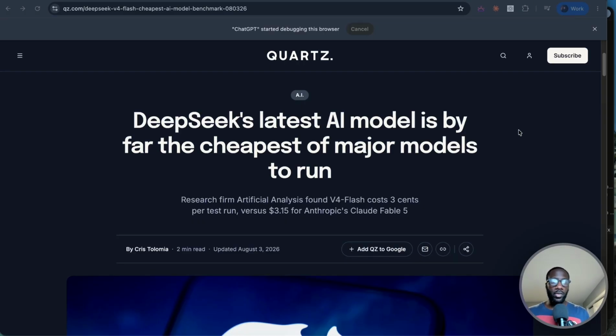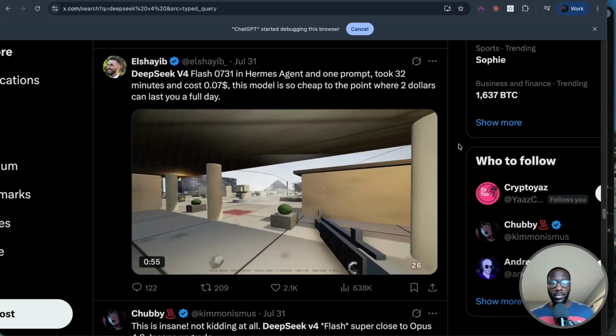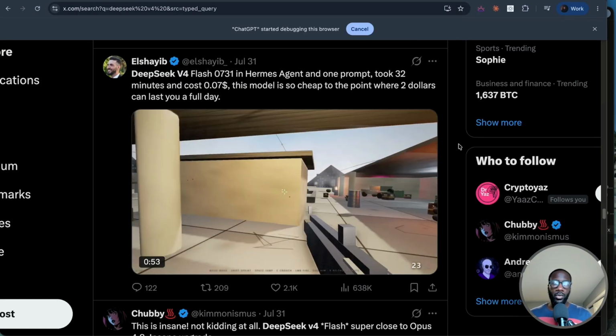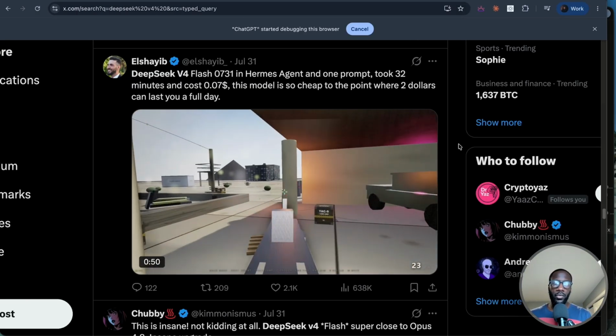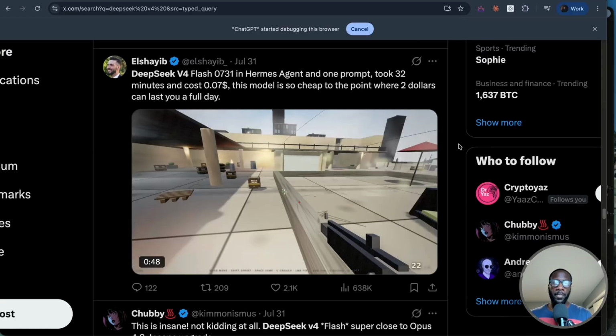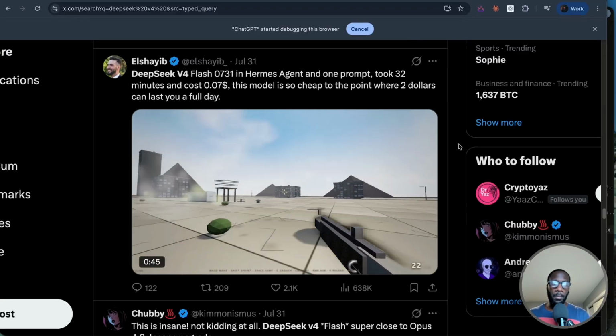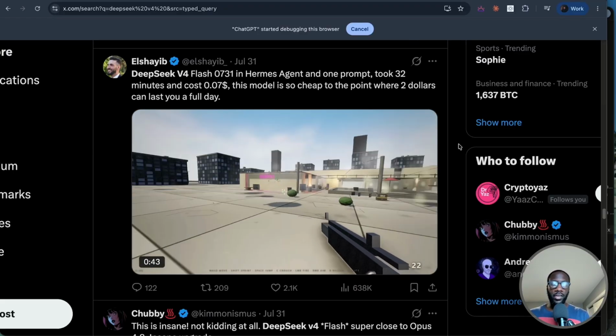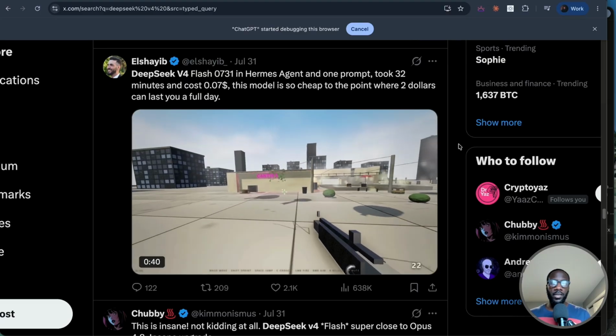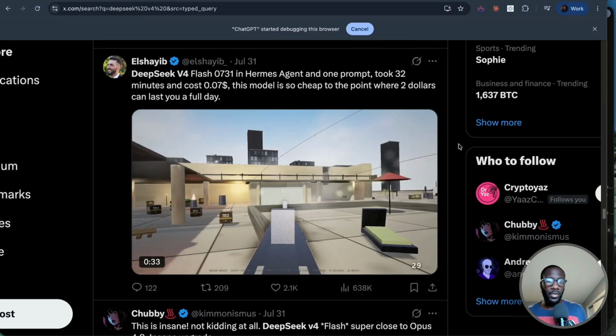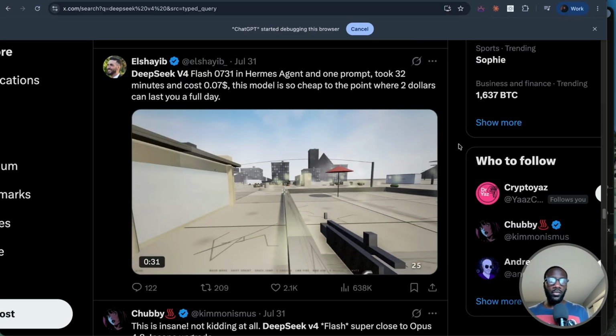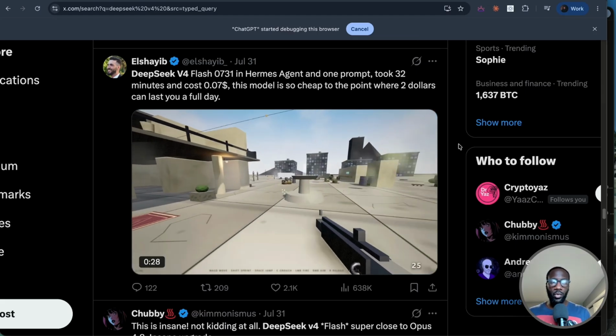I've been seeing some really cool products and experiments people have been doing with the V4 model, especially when it comes to games. Here's a good example right here of someone who used the DeepSeek V4 Flash within the Hermes agent, and in one prompt was able to build this out in just 32 minutes for 7 cents. And so V4 is an exceptional model from a price-to-quality standpoint.